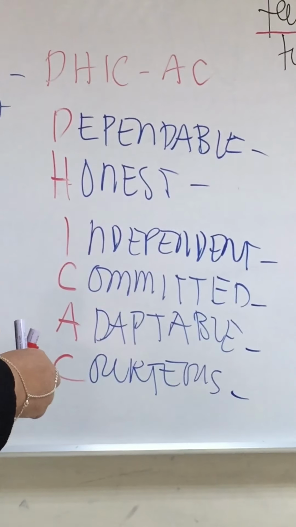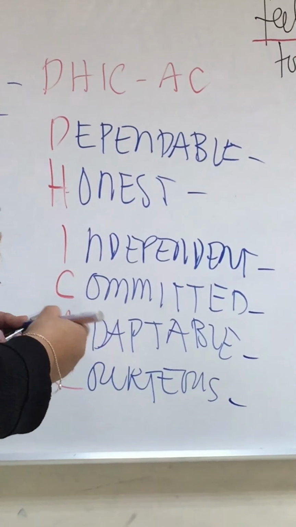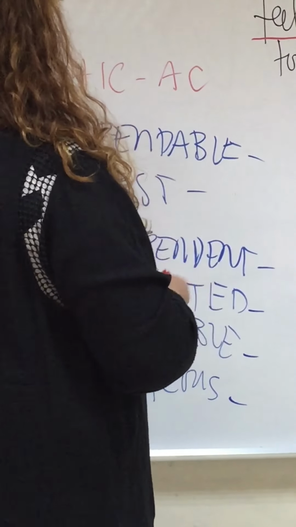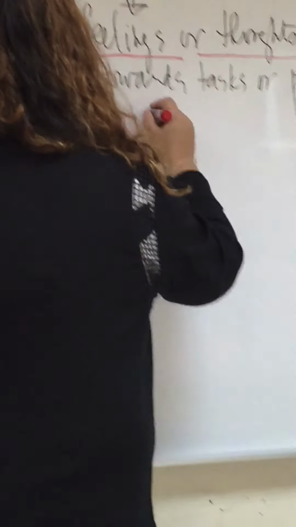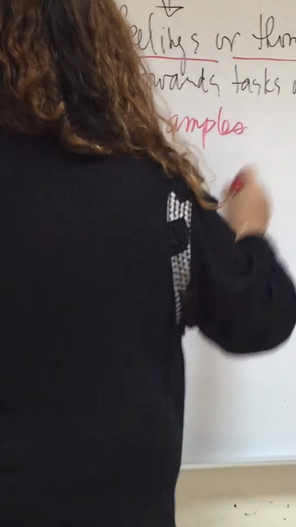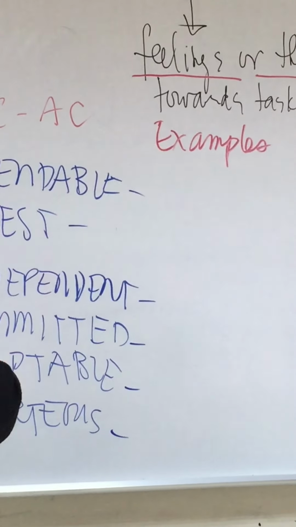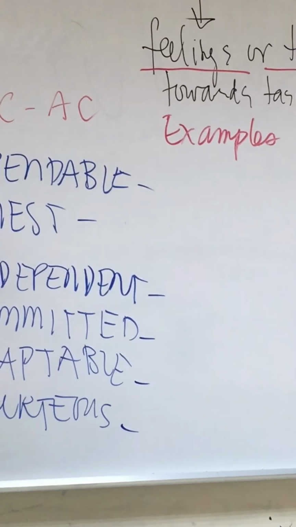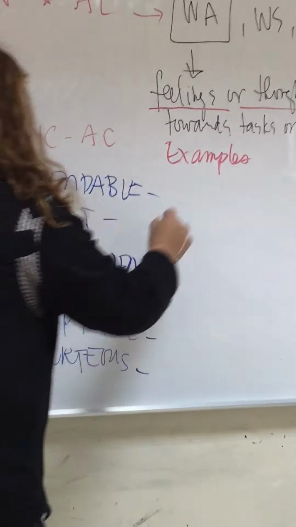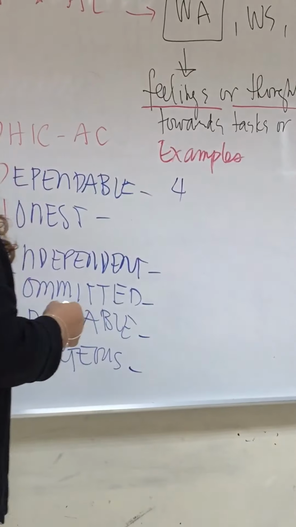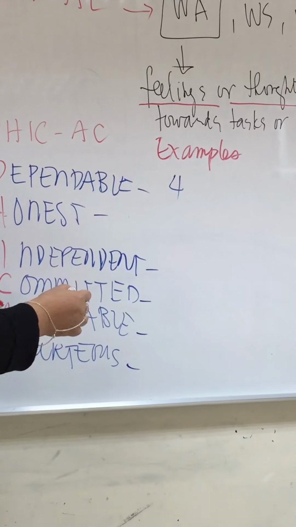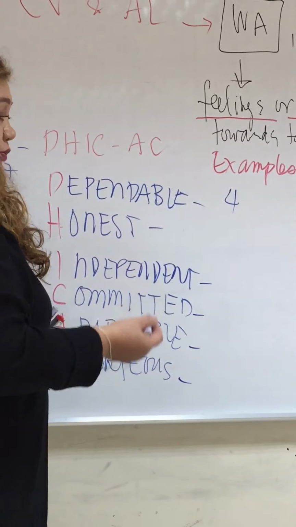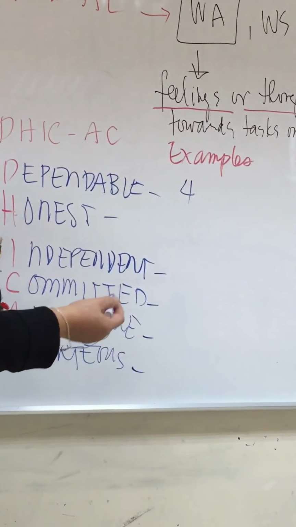Now, this DHICAC also has its own examples. And these general examples are very important because where do we use these examples? For instance, under dependable, we have 4 examples. What are these examples? You find this in the second column of the text. This is being well organized, doing things on time.